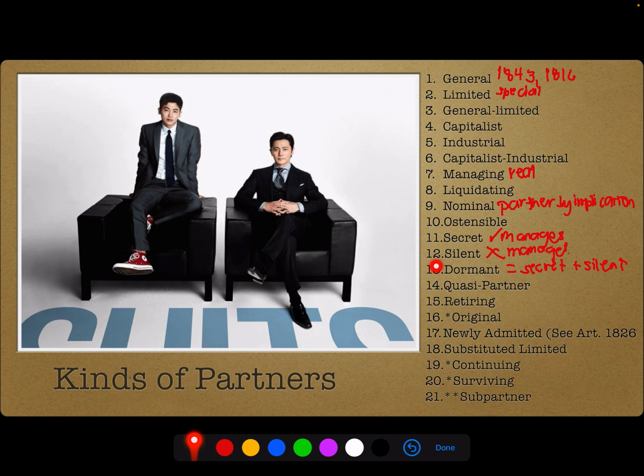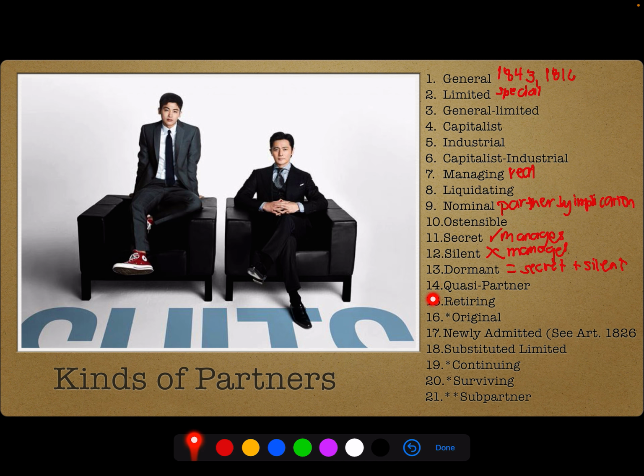So a quasi-partner is one who is no longer a part of the business but has left his capital in the business as a loan. So he receives interest on such as long as the loan is not paid off. A quasi-partner is someone who leaves the partnership and then becomes a creditor because the property he or she contributed remained with the partnership. Okay.